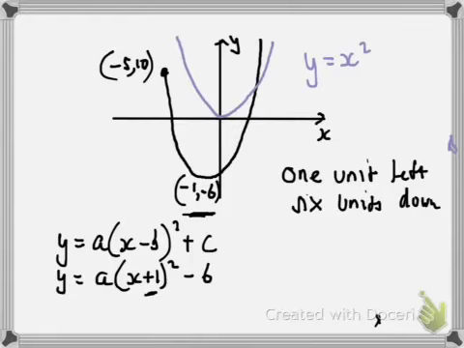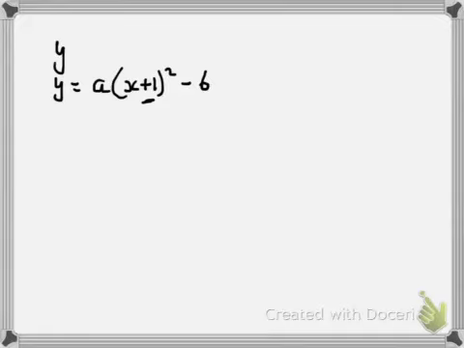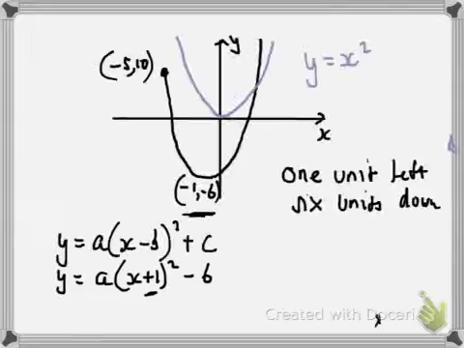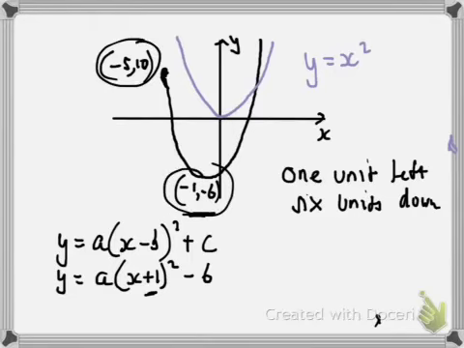So we've established then that the graph is of this form, y equals a outside of x plus 1 squared minus 6. What we don't know is a. How are we going to find a? Well, if I just go back a sec, we had 2 points on that graph. We had a terminating point here at -5, 10, and we've got -1, -6.